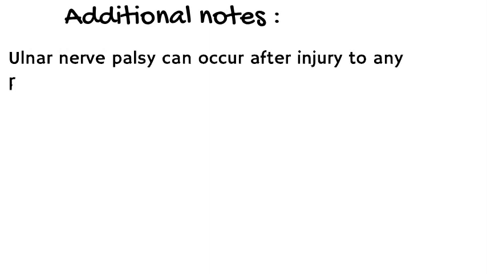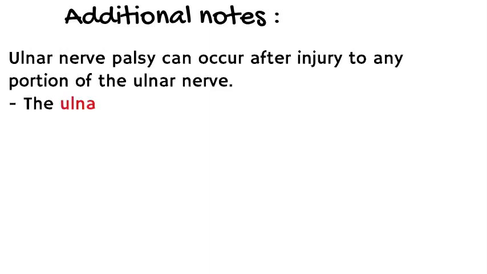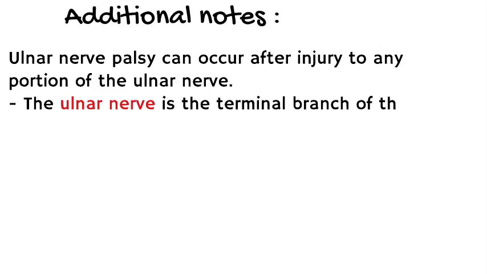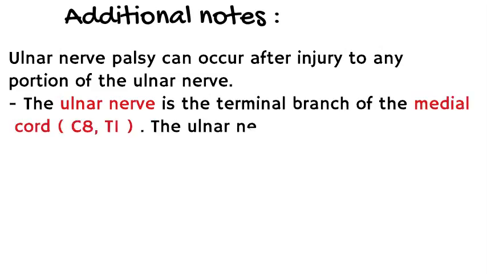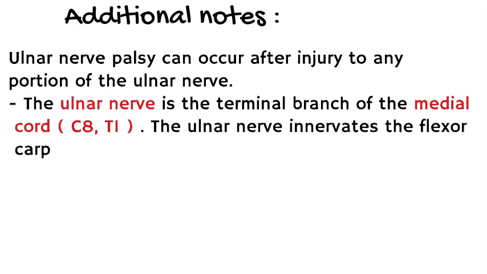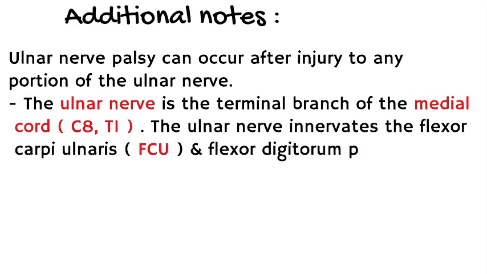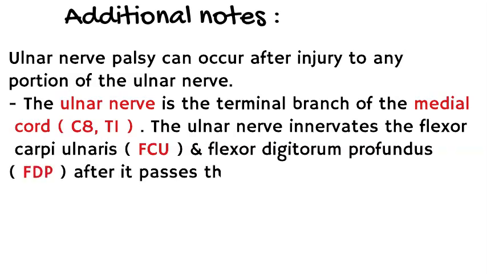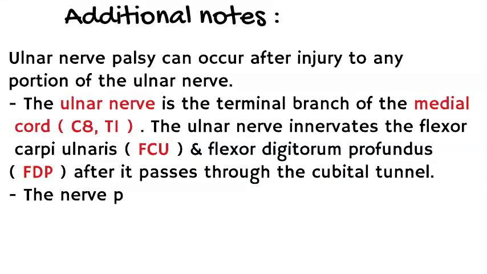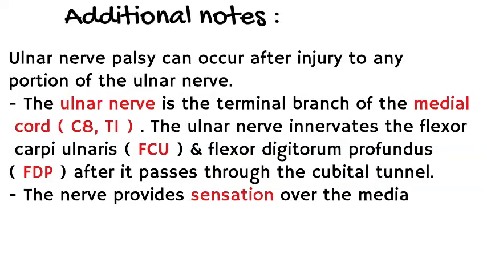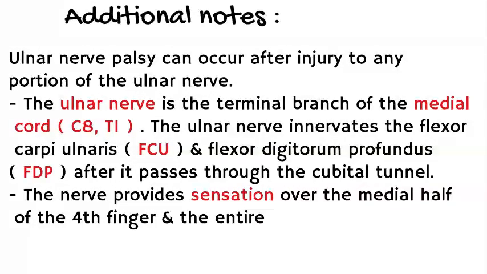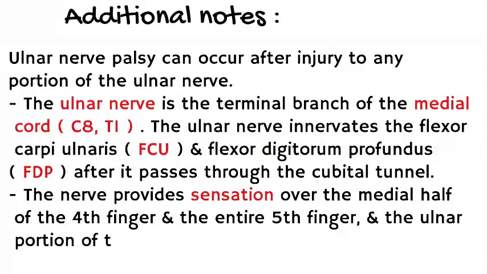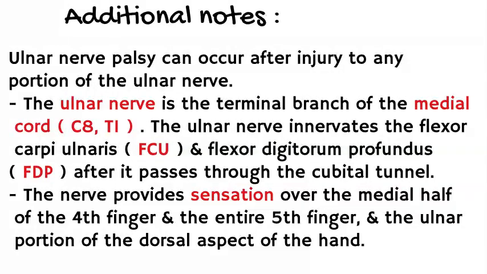And additional notes. Ulnar nerve palsy can occur after injury to any portion of the ulnar nerve. The ulnar nerve is the terminal branch of the medial cord, C8, T1. The ulnar nerve innervates the flexor carpi ulnaris (FCU) and flexor digitorum profundus (FDP) after it passes through the cubital tunnel. The nerve provides sensation over the medial half of the fourth finger and the entire fifth finger and the ulnar portion of the dorsal aspect of the hand.